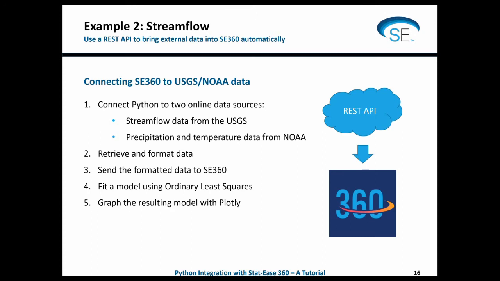Okay, for the second example, this is to demonstrate grabbing data from an online API, two of them actually. I'm going to get some streamflow data from the USGS API and some precipitation and temperature data from NOAA. We'll use the precipitation and temperature data to try to predict basically the surge in a stream near where we're gathering the precipitation data. We'll get that data from those APIs, and we're going to have to format it. It comes with all sorts of extra things in it. So we're going to pluck out the data that we want and do a little bit of transformation of it. Then we'll send that data to Stat-Ease 360, fit a model, and then graph it with another package called Plotly. You'll see why once we get there, why I'm using a second graphing package.